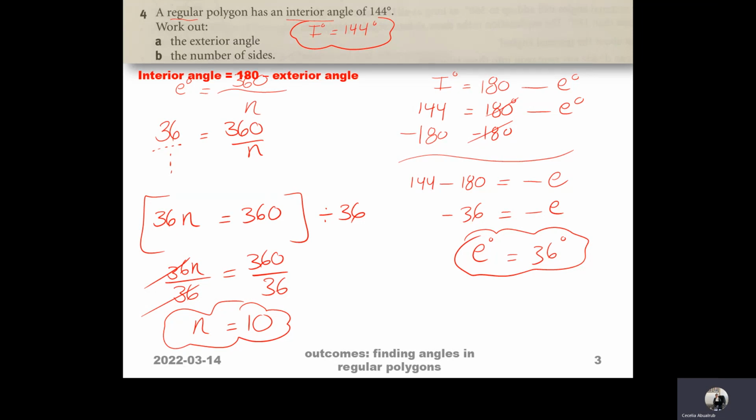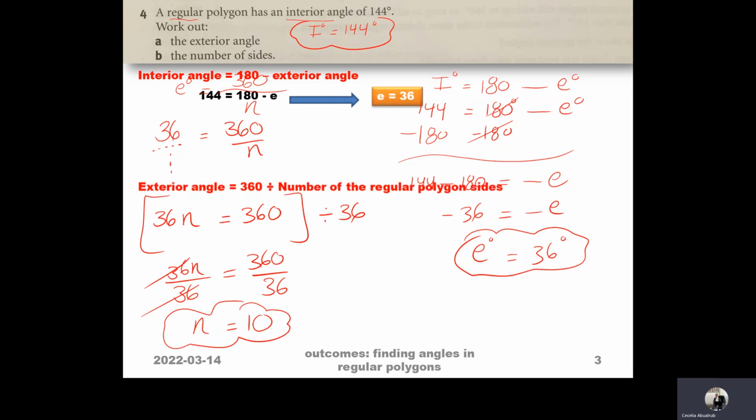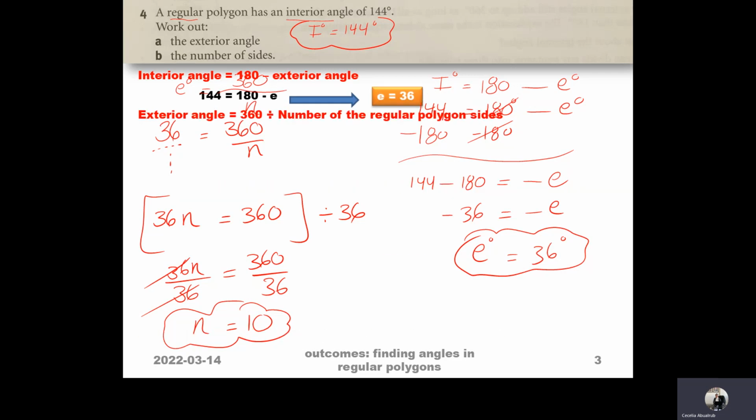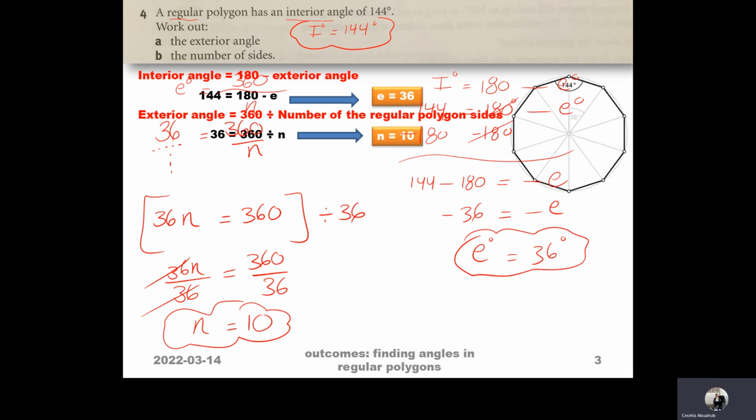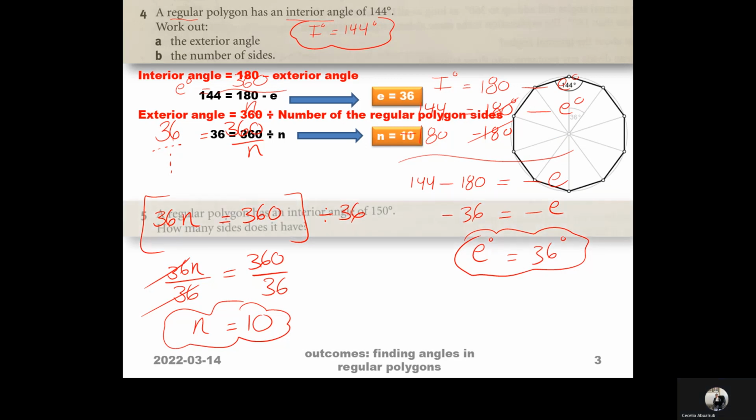Okay, so the interior angle is equal to 180 minus the exterior, and that's what we did. So the exterior angle came down to 36. We used the second formula, which is E is equal to 360 over n. We substituted the exterior angle as 36, and we found the number of sides as 10.